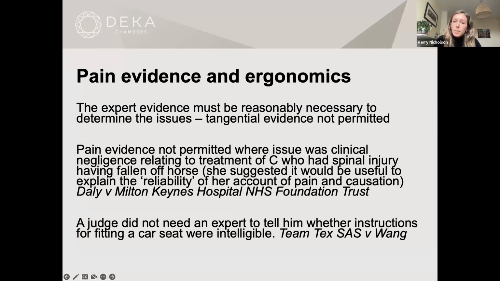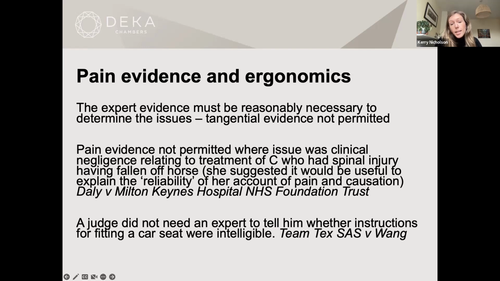In the case of Daly and Milton Keynes Hospital, the court refused permission to rely on a pain management expert because it was not clear how their evidence was going to assist in determining the issues of liability and causation. Further, that evidence was sought to help bolster the credibility of the defendant's evidence and therefore could not be permitted. As we've already touched on, expert evidence isn't to go to the witness's credibility.